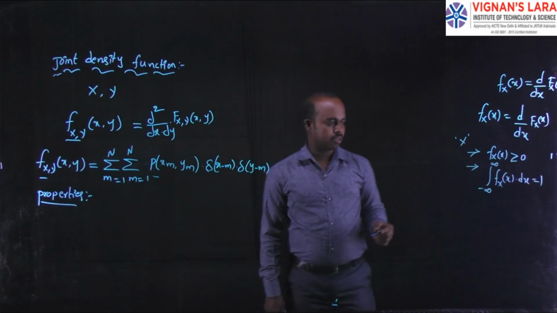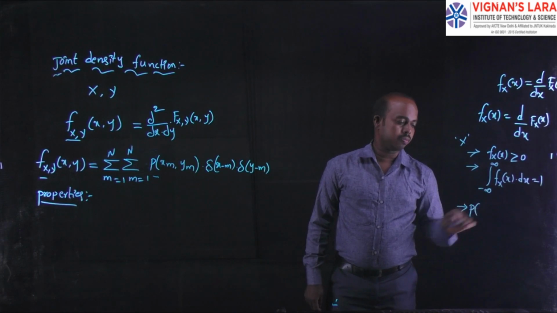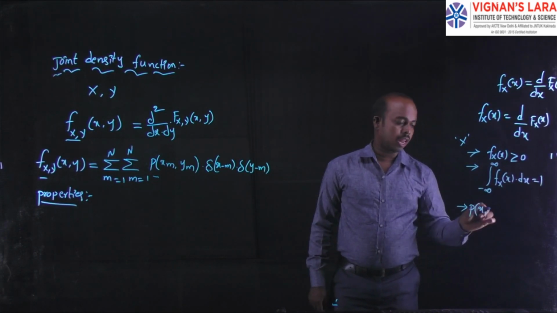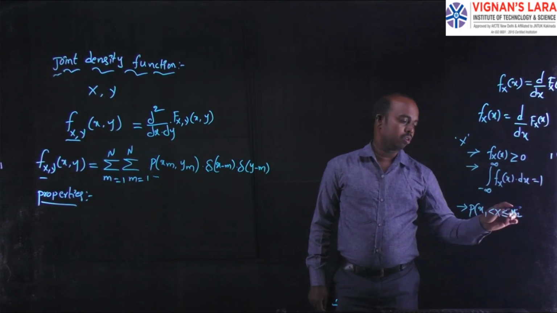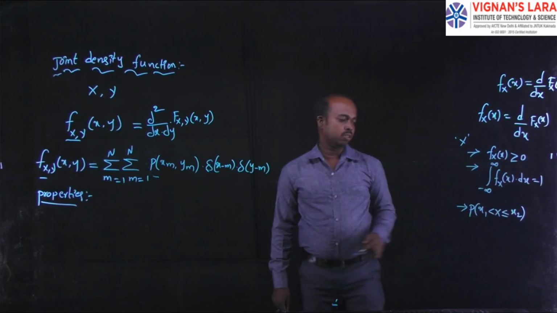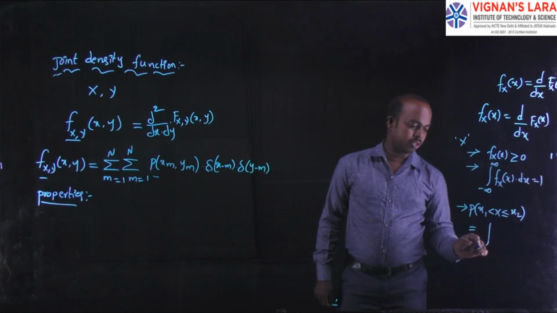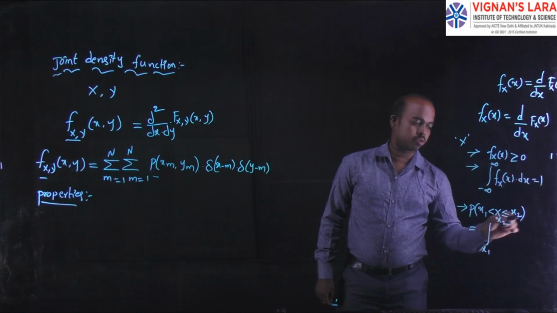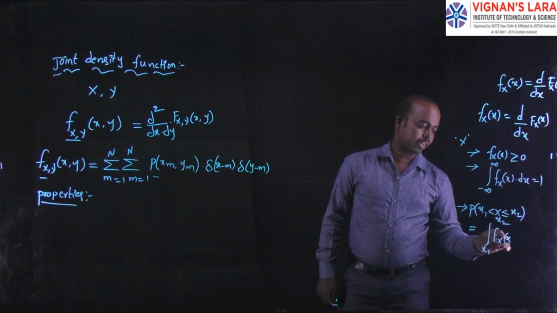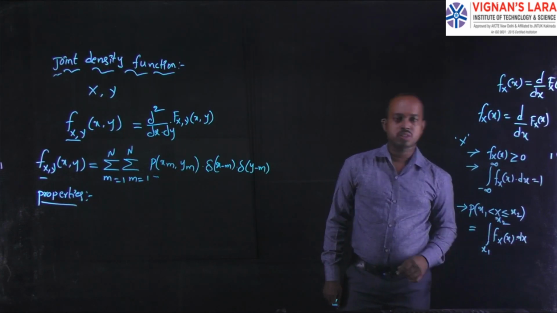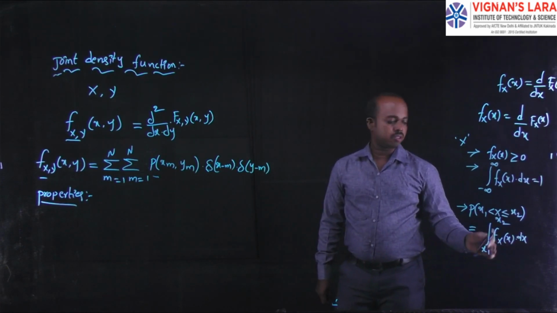Suppose you need to consider an interval. The probability of x1 less than capital X less than or equal to x2 can be written as the integral with limits x1 to x2 of the density function f of X of x dx. This is the formula for a single random variable.